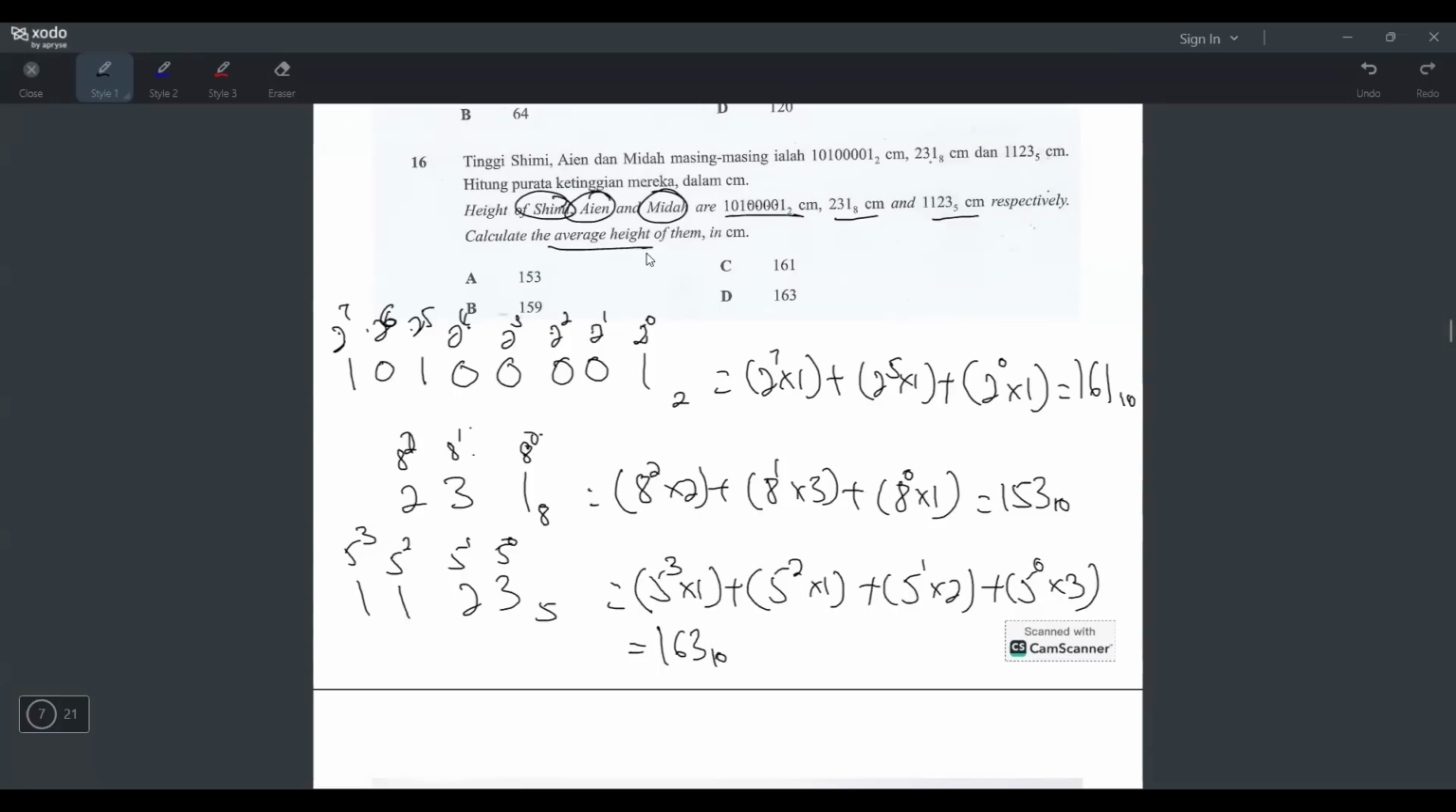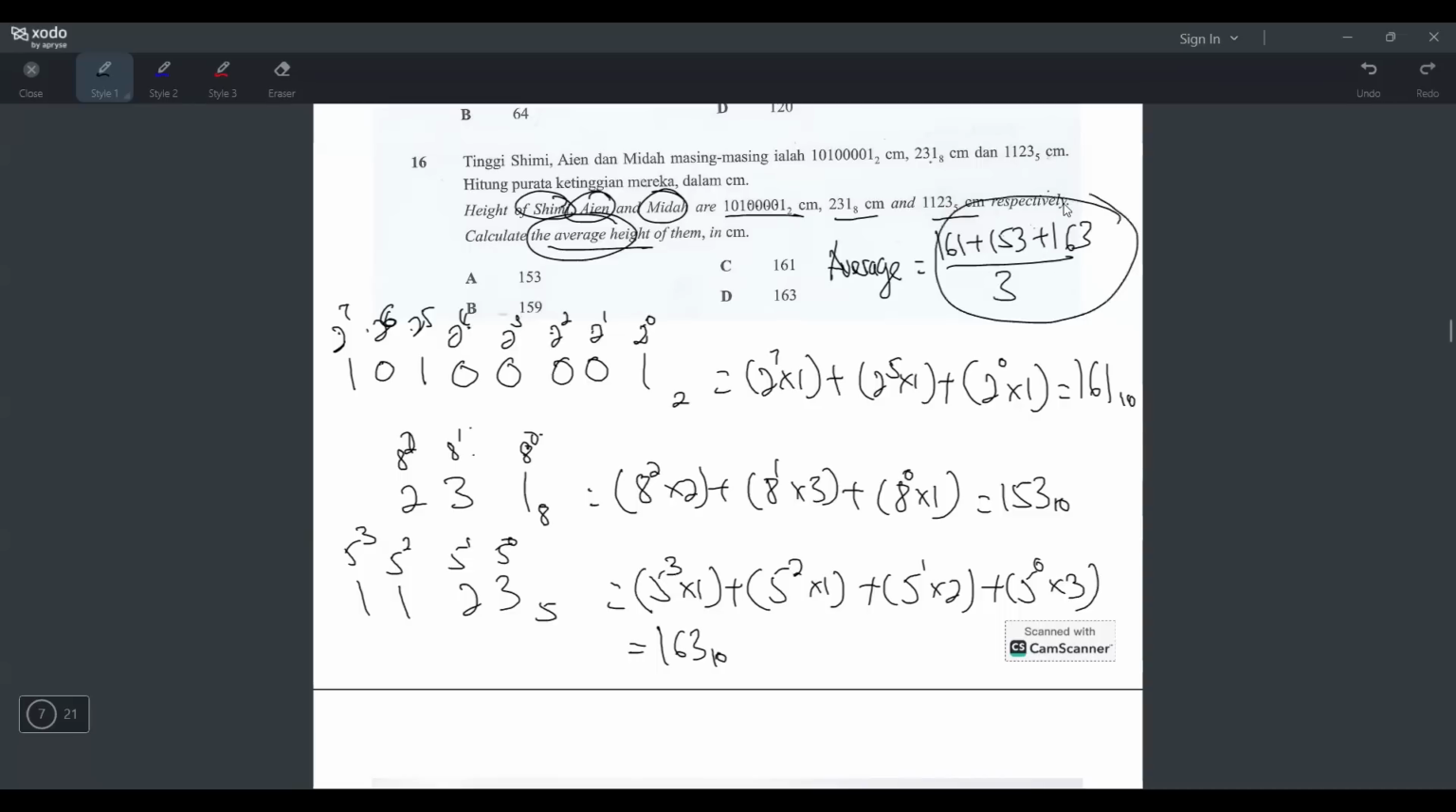Okay, now how to find the average? So average means cari dia punya mean lah. So mean means what? Mean maksudnya ambil purata. So purata dia 161 tambah dengan 153 tambah dengan 163. So jumlahkan semua data and then bahagi dengan 3 sebab ada 3 orang.